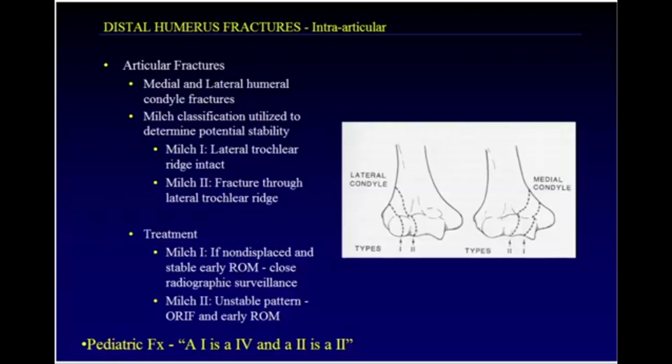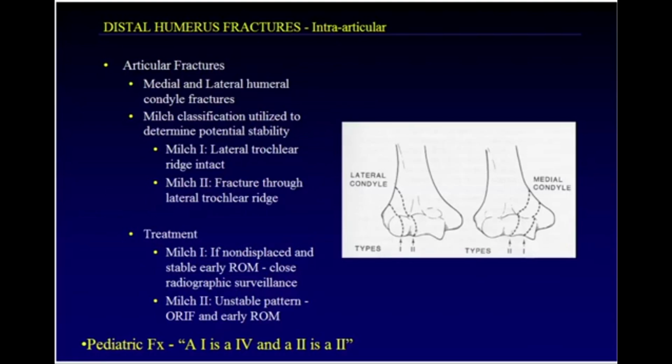Articular fractures can include both medial and lateral humeral condyle fractures. The Milch classification scheme is indicated here. And for both medial and lateral condyle fractures, remember that with a Milch 1, the lateral trochlear ridge is going to be intact. And that makes these fractures stable as opposed to Milch 2, where you do have violation of the lateral aspect of the trochlear ridge.